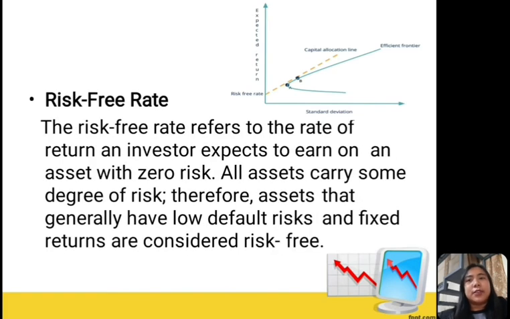Next is the risk-free rate. Risk-free rate refers to the rate of return an investor expects to earn on an asset with zero risk. All assets carry some degree of risk. Therefore, assets that generally have low default risk and fixed returns are considered risk-free. An example of a risk-free asset is a 3-month government treasury bill.